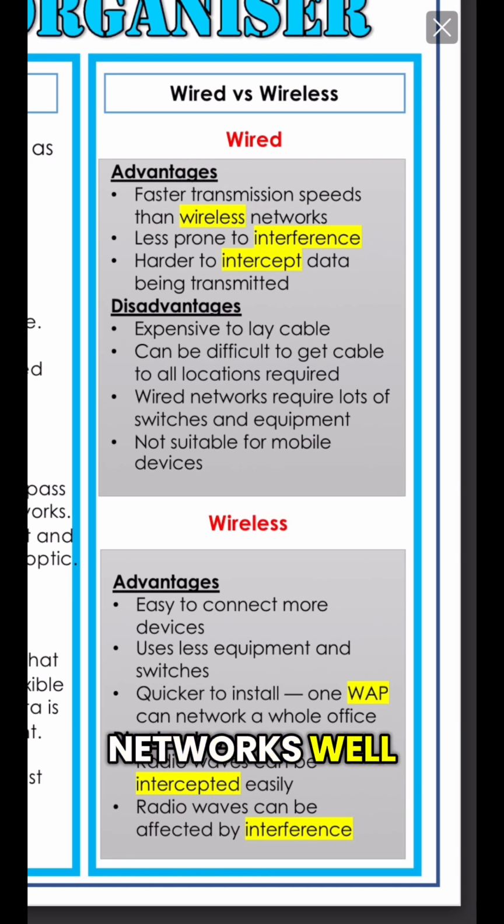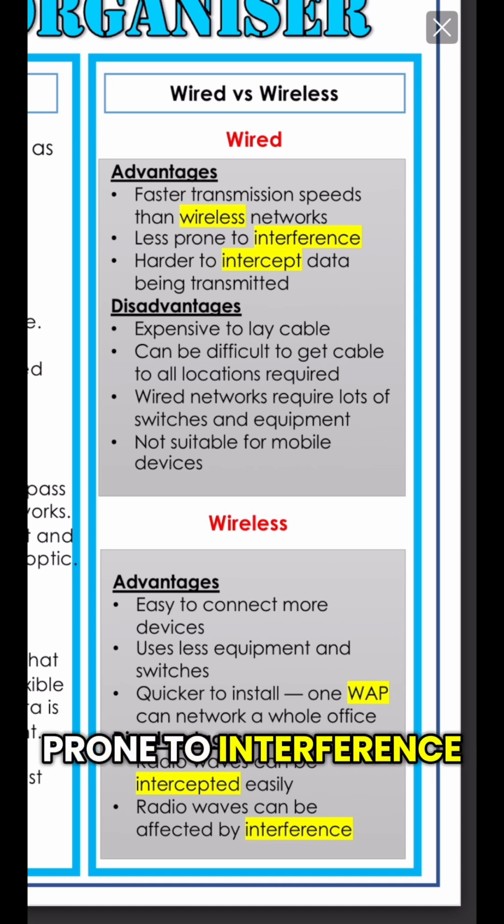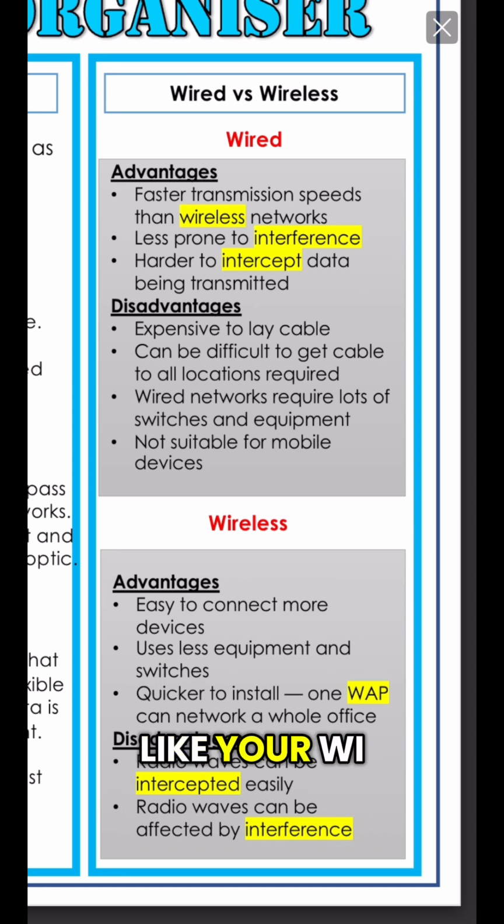Advantages of wired networks: well, they're faster than wireless networks. They're actually less prone to interference, like walls and floors and stuff, like your Wi-Fi, for example, can easily get interference. It's harder to intercept data being transmitted because you don't have that risk of a man-in-the-middle attack. Disadvantages: it's expensive to lay cable. It can be difficult to get cable to all locations required though on a network. They do require lots of switches, and obviously they're not really suitable for mobile devices.